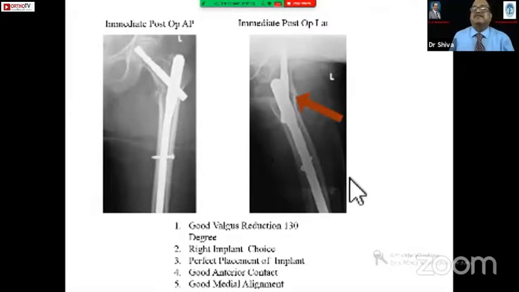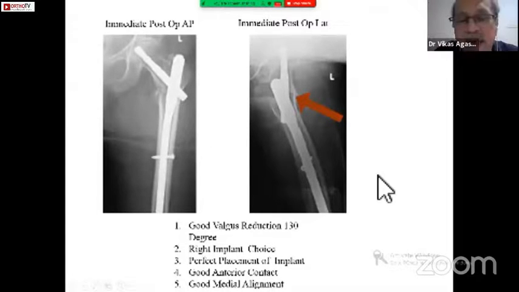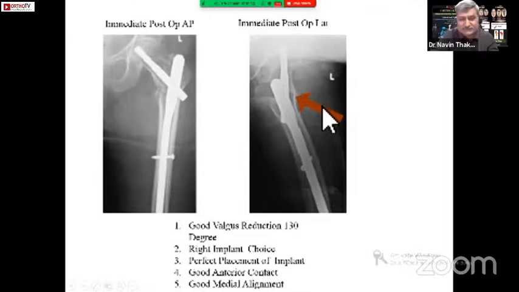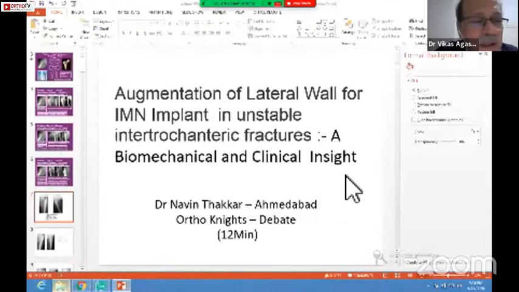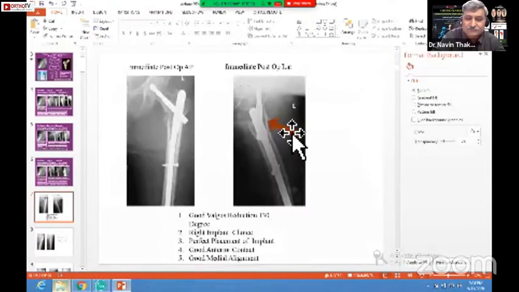Navin bhai, if you can move this red arrow a little to the side. Yes, I have to escape. Can that be moved? You want to see that reduction. Yes, I would like to see that reduction.